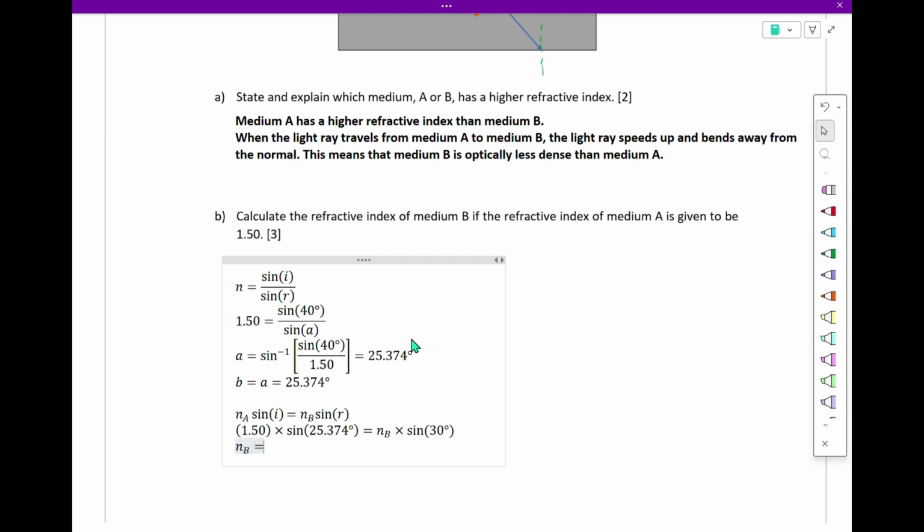Okay, so with that we can just solve for B, which is, just press the calculator itself. Fraction first, 1.50 times sine 25.374, close bracket, divided by sine 30 degrees, close your bracket, you get 1.2856. And then we will just round this up to 1.29 3SF. Okay, so that's all for this part.